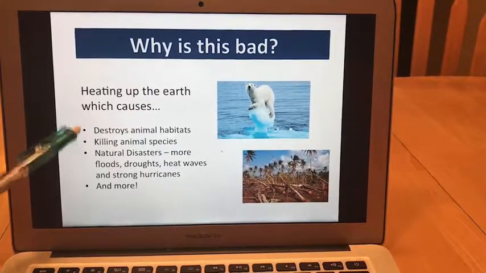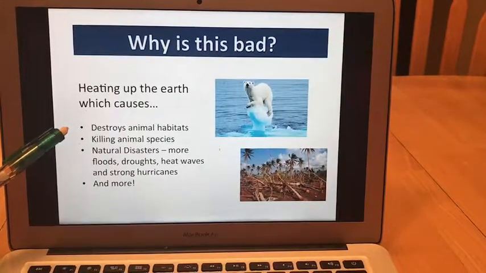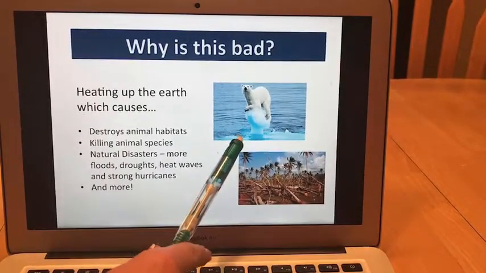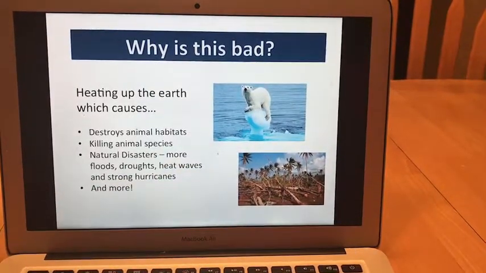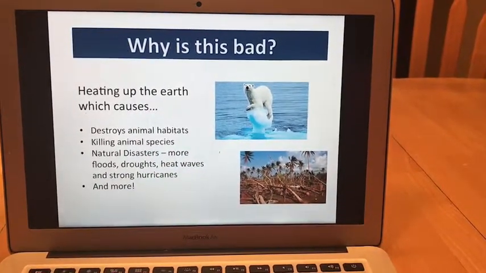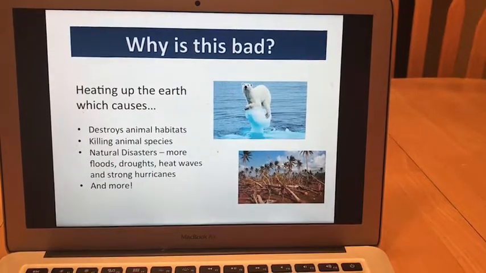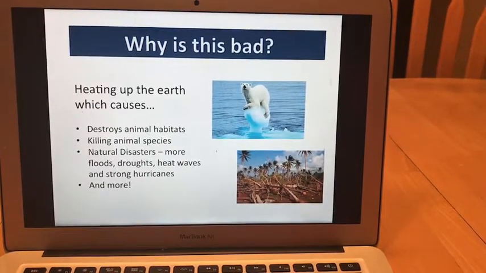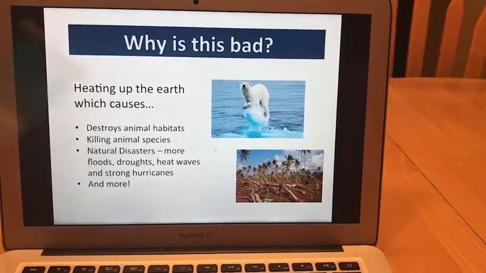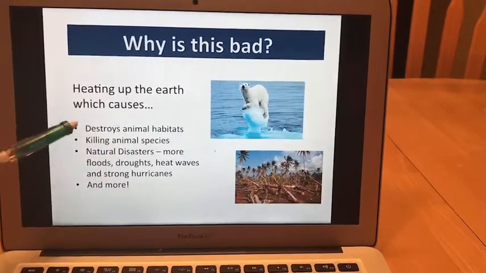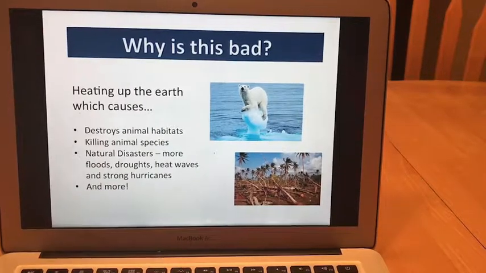The first reason is that it's destroying animal habitats. As you can see in this picture here, this polar bear's environment, the ice, is melting because of the heat that's being added to the Earth. So his habitat, where he's living, is being destroyed. Which leads us into our second biggest reason. It's killing animal species, which is often linked with destroying animal habitats.